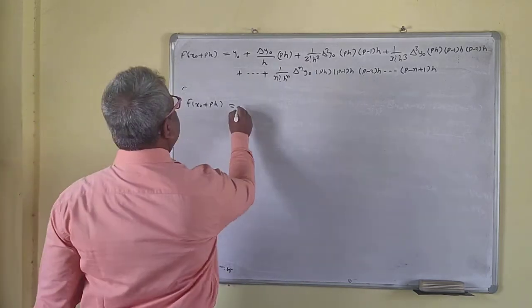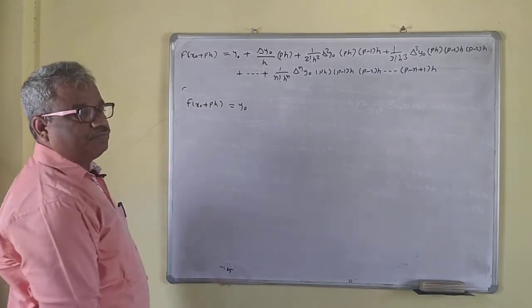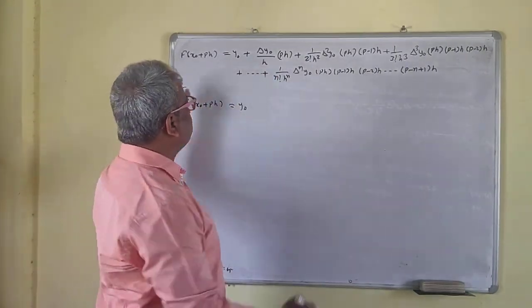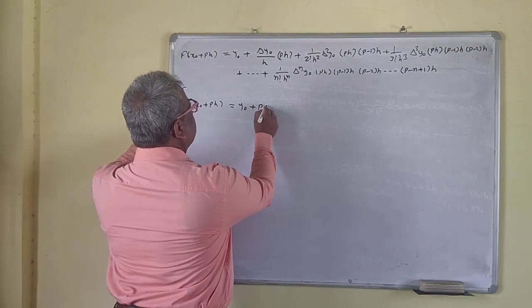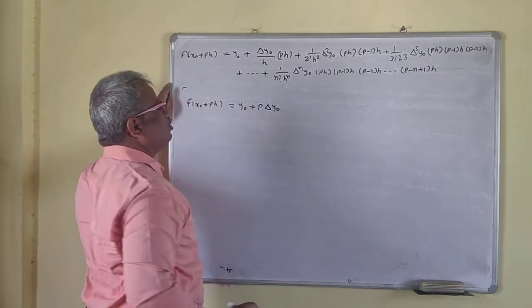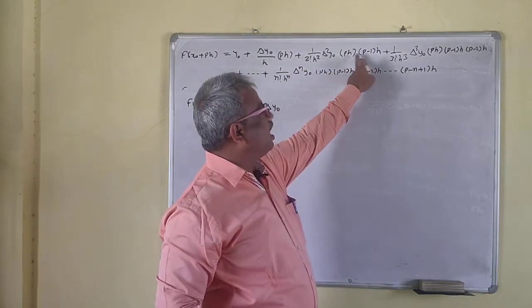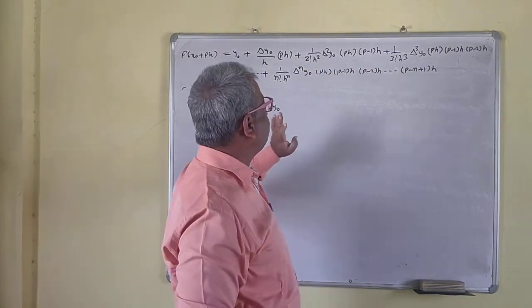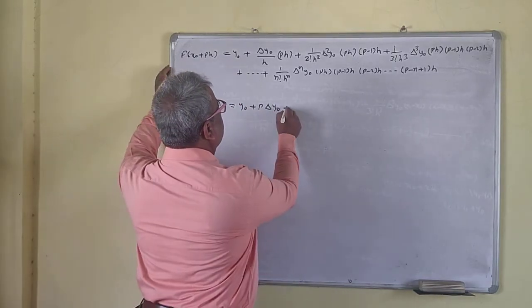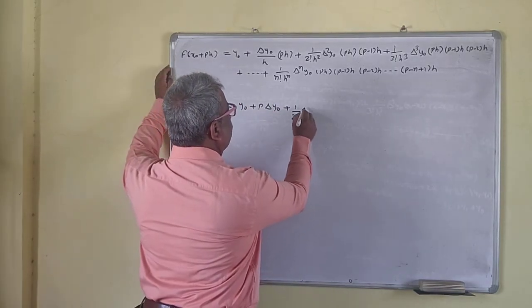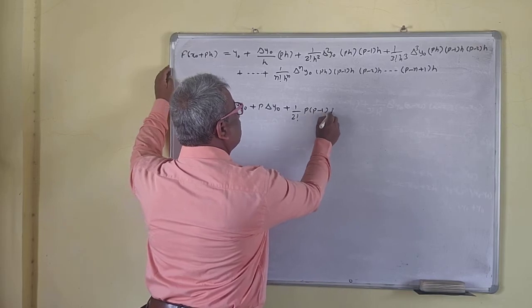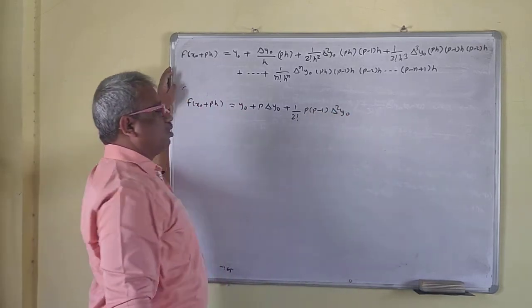So this is y naught plus, now this h gets cancelled, so this is p times del y naught. Then this is h square, h into h is h square, h square gets cancelled. So this is plus 1 upon 2 factorial p into p minus 1 del square y naught.